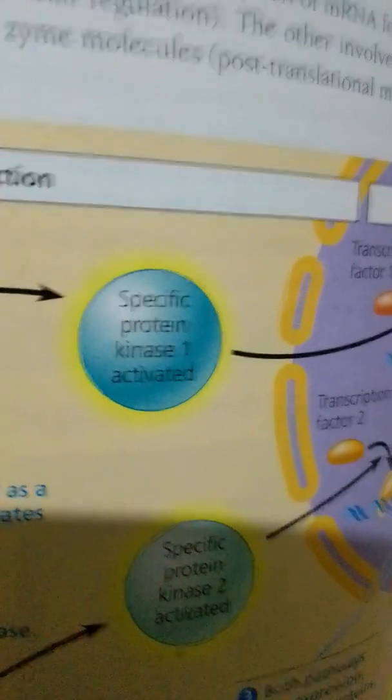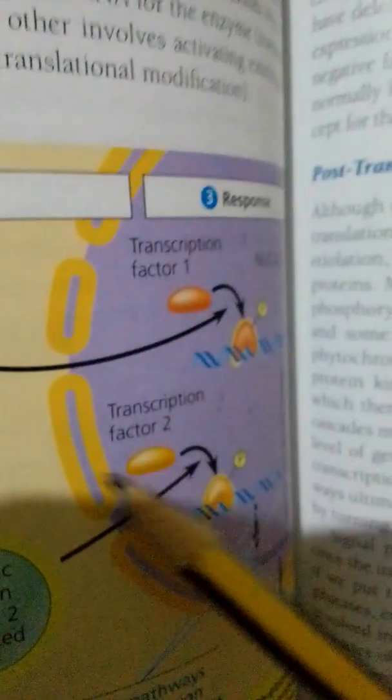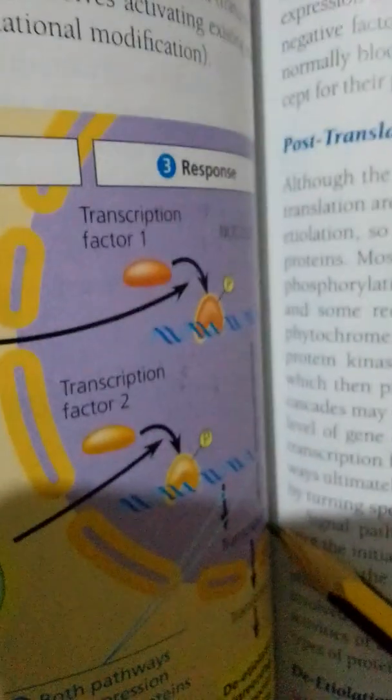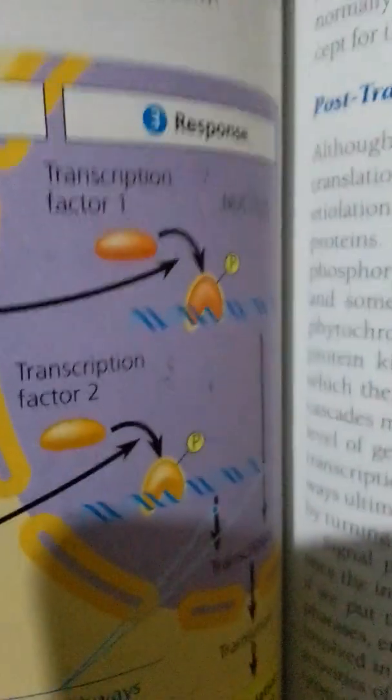Ca2+ channel opened. Notice that response, transcription factor 1, nuclease, transcription factor 2, and translation, de-etiolation greening response. Both pathways lead to expression of the genes for proteins that function in the de-etiolation greening response.